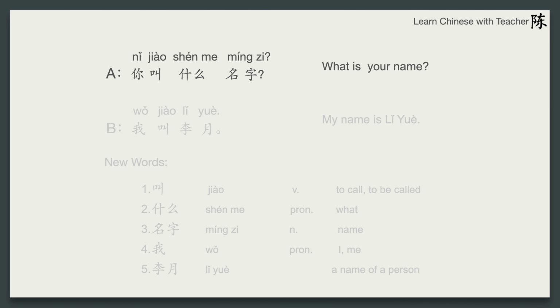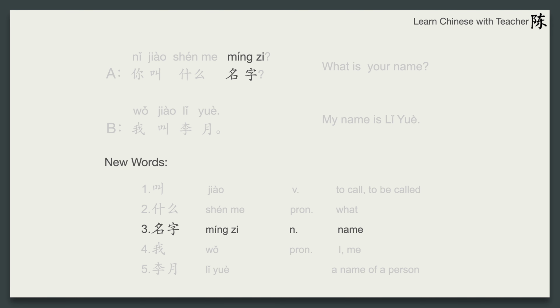The first conversation. 你叫什么名字？我叫李月。叫 it's a verb. It means to call or to be called. 什么 it's a pronoun, means what. 名字 it's a noun, means name.